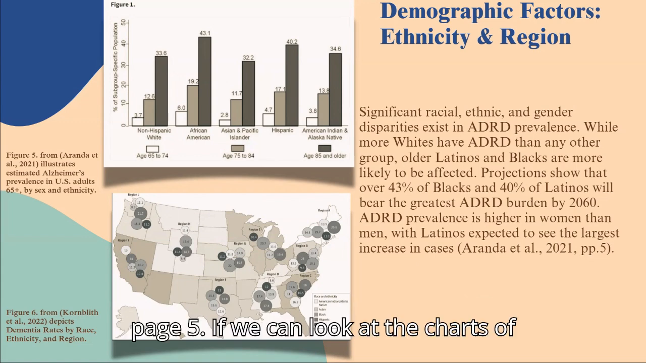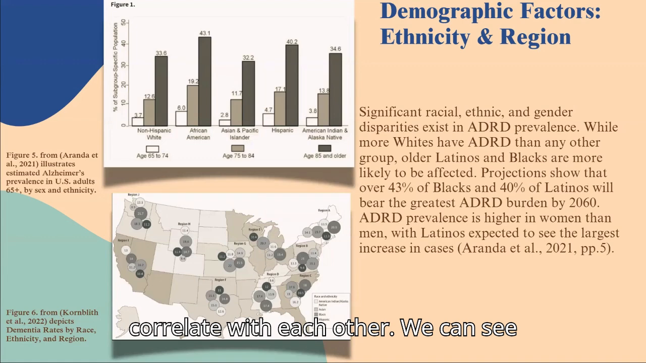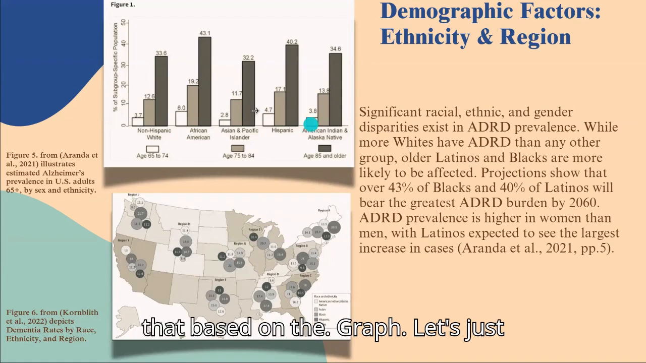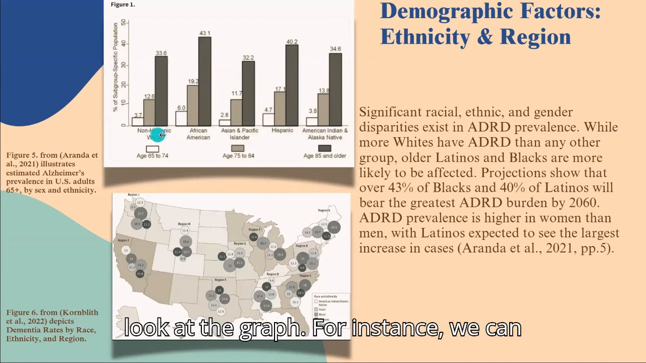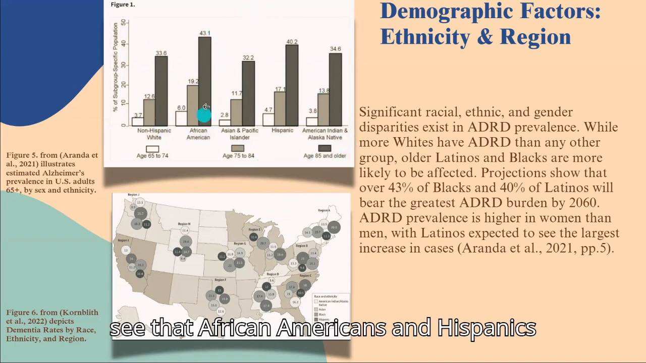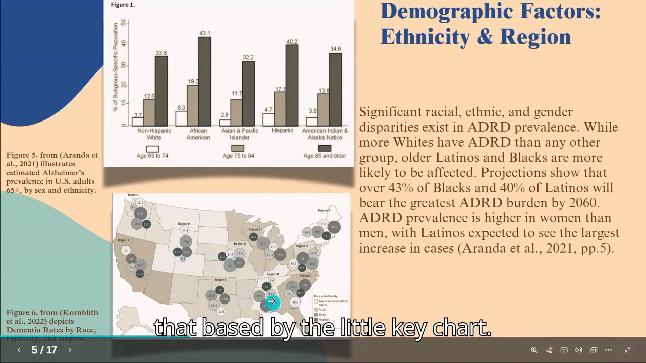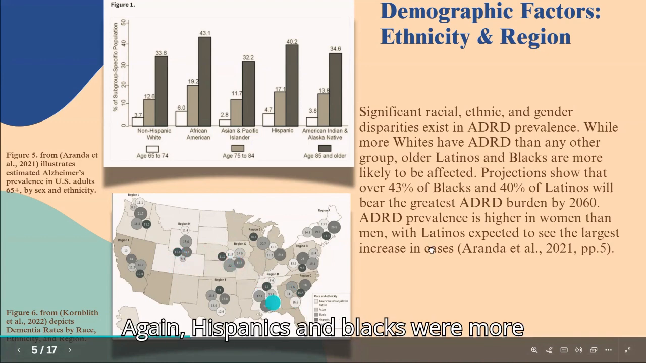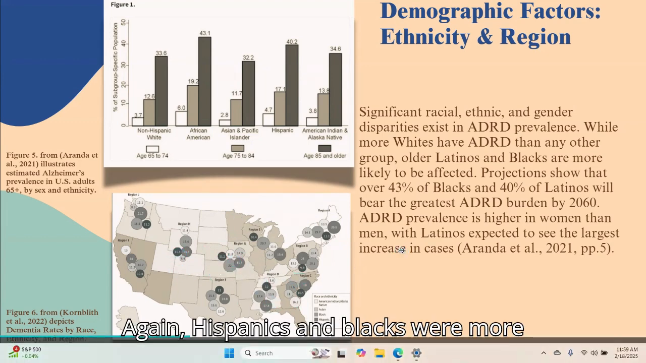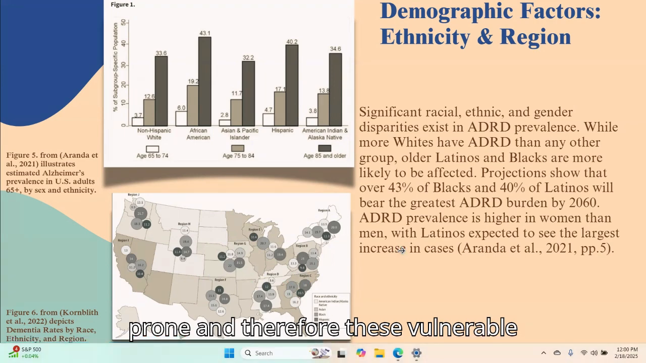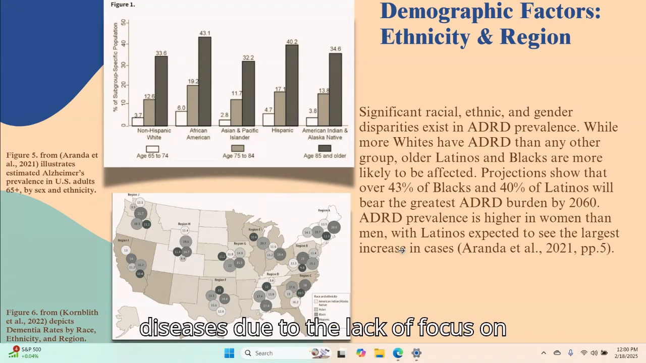If we look at the charts of figure 5 and 6, they correlate with each other. Based on the graph, we can see that African Americans and Hispanics have the higher percentage. And in the case of the regions, we can again see, based on the little key chart, that Hispanics and Blacks are more prone. Therefore, these vulnerable groups are more susceptible to these diseases due to the lack of focus on their needs.